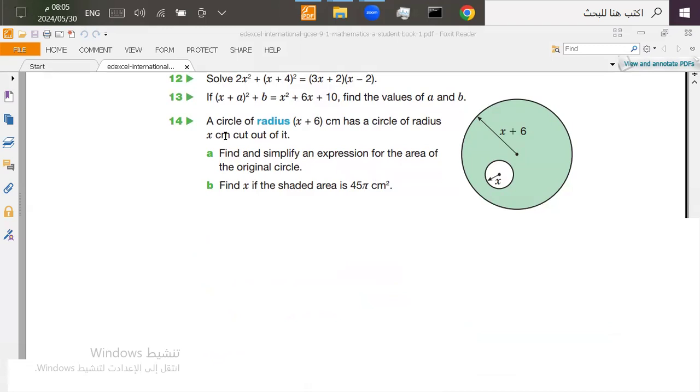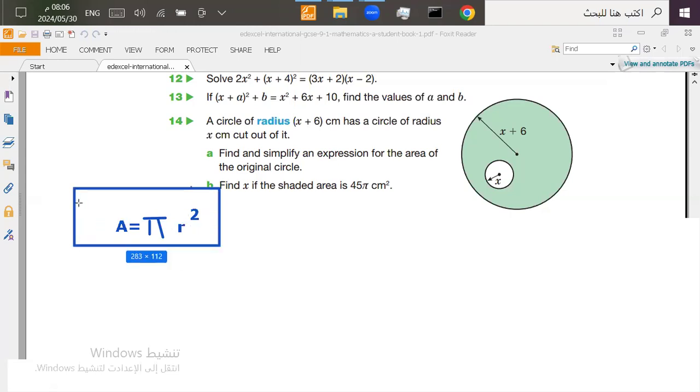First, find and simplify the expression of the area itself. We know the area of a circle equals pi r squared. So the first step, I have to write this formula. We write pi r squared like this. So pi r squared is the area of the circle, r squared or r power of 2. This is for the area of the circle.